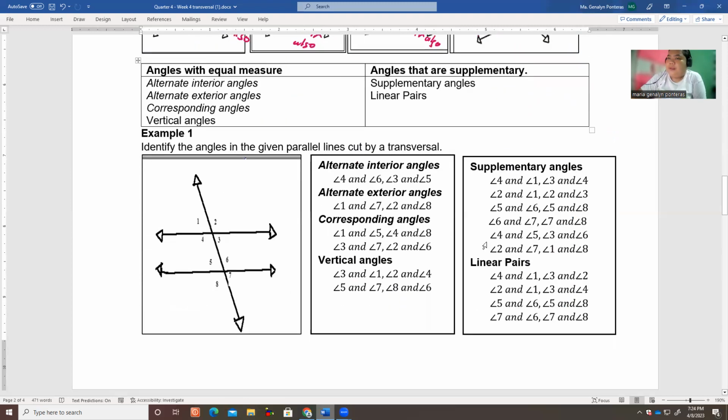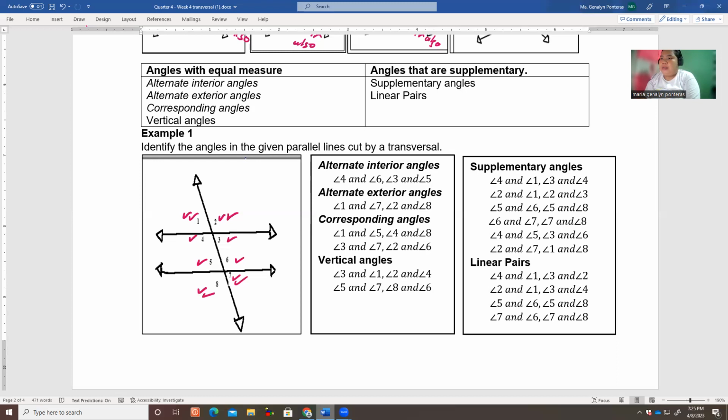So in our first example, identify the angles given in a parallel lines cut by a transversal. Our alternate interior angles are 4 and 6, and 3 and 5. Alternate exterior angles are 2 and 8, and 1 and 7. For corresponding angles, you have 1 and 5, one exterior and one interior, 4 and 8, 3 and 7, 2 and 6.